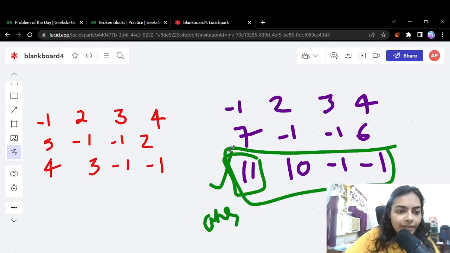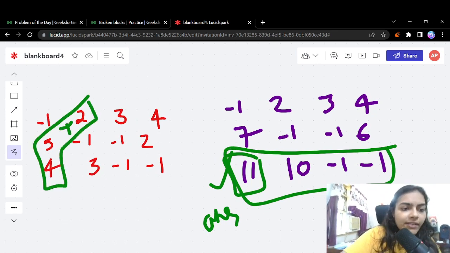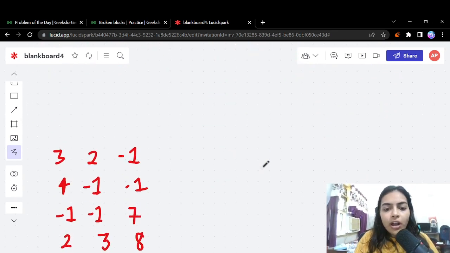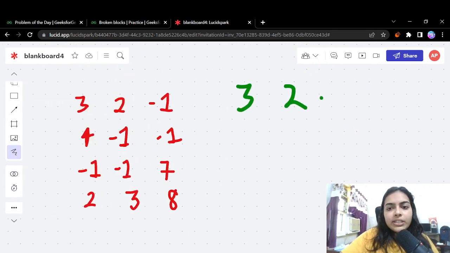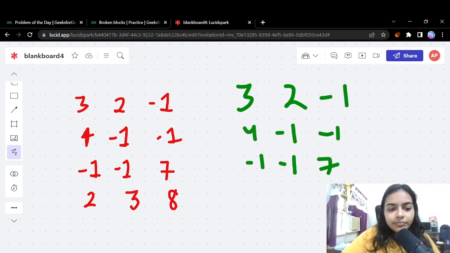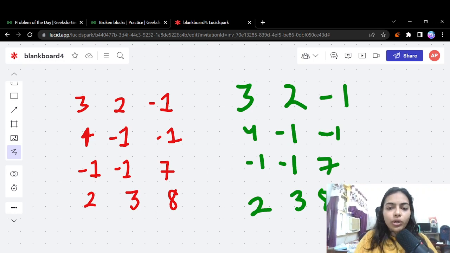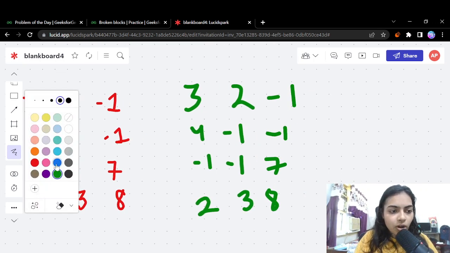And how did I get 11? This way. 5 plus 2 is 7, 7 plus 4 is 11. Okay, now let me go to the next example. Now next example, again we are going to do the same thing, right? So first let me quickly write the matrix again, and once I write the matrix again, what are we going to do? We are going to start from the first box.